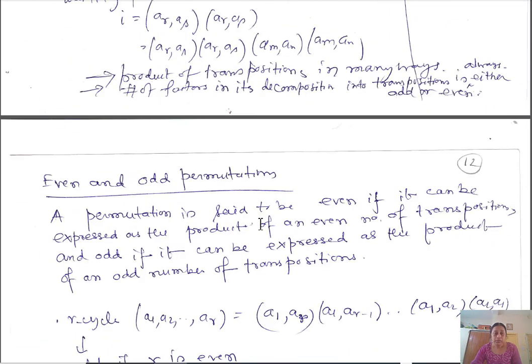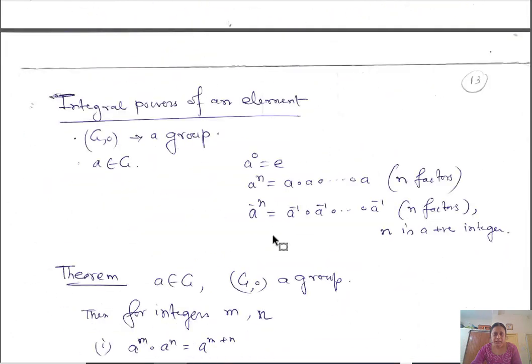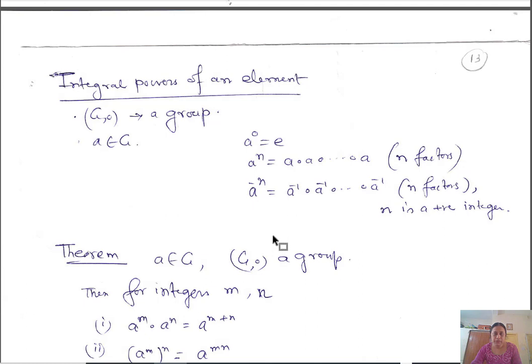Okay, now we will introduce the order of an element. Order of a group I have defined. Order of a group means how many elements the group has. Now, if you take any particular element in the group, how do we define the order of that element? For that I have to introduce a notation we call integral power of an element.